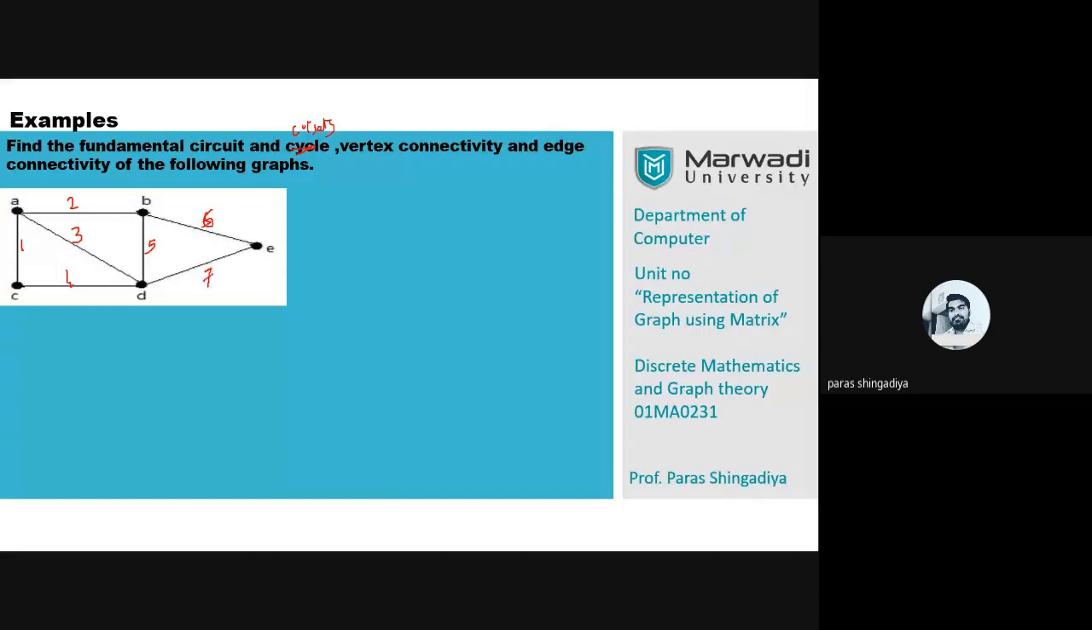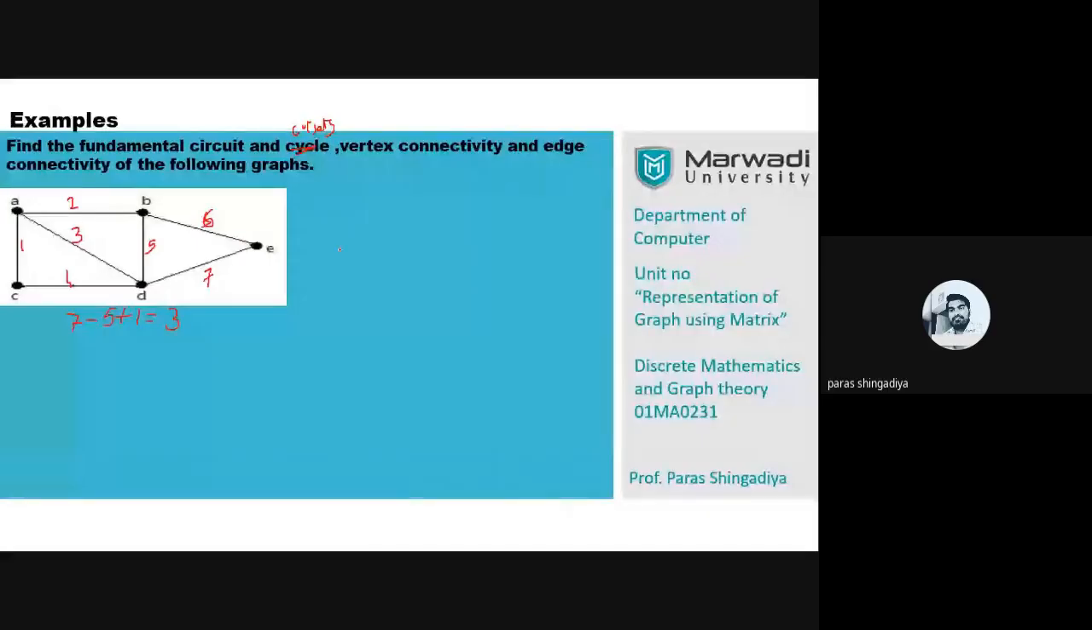So first you have to check the circuit rank. 7 minus the number of vertices, which is 5, plus 1, is equal to 3. It means you have to delete at least 3 edges to make your graph into a spanning tree. So let us draw it here and then we'll overlap it on the graph.